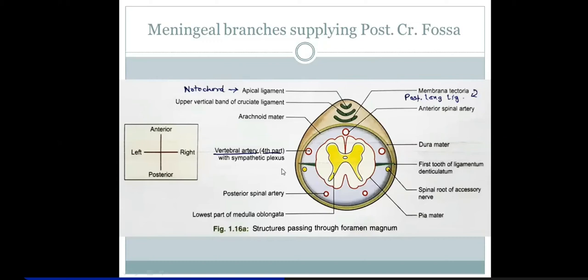Okay. Then another artery entering here is the vertebral artery, the fourth part of the vertebral artery, right? The fourth part of the vertebral artery is the one which emerges out of the foramen transversarium of the atlas vertebra.